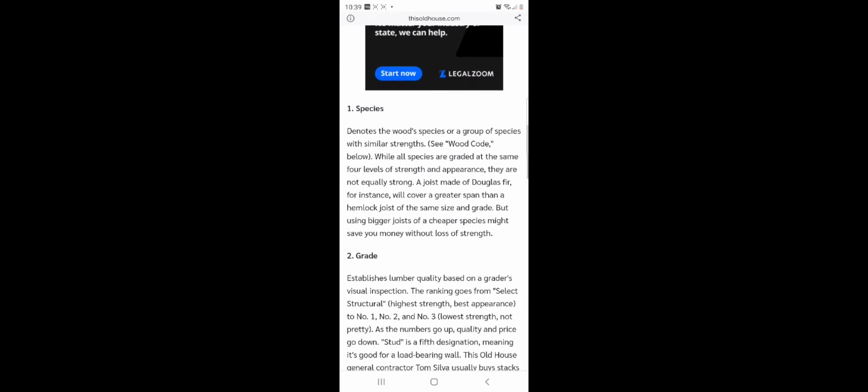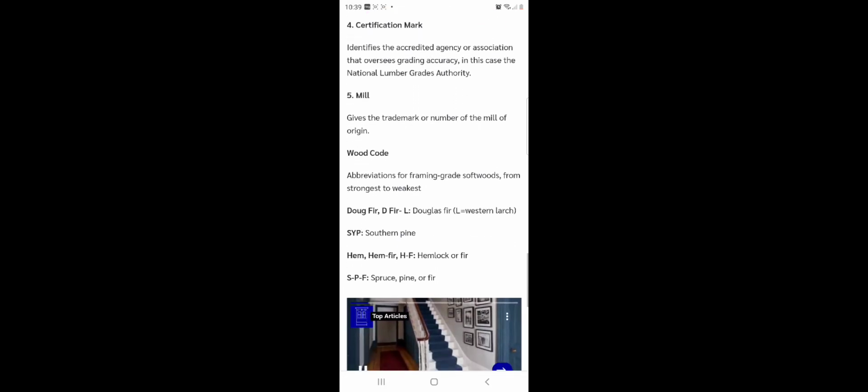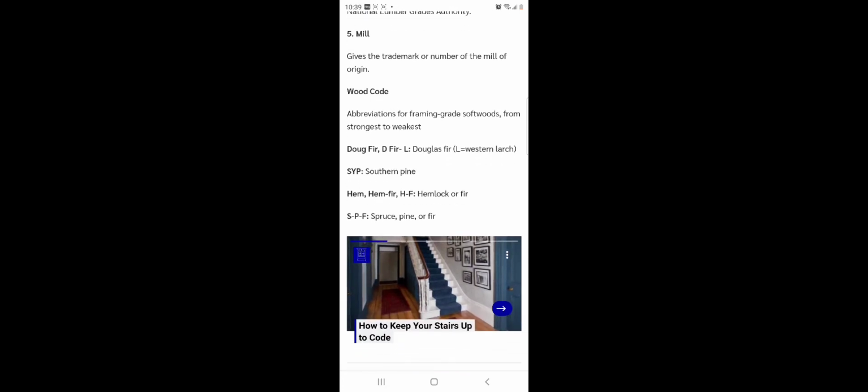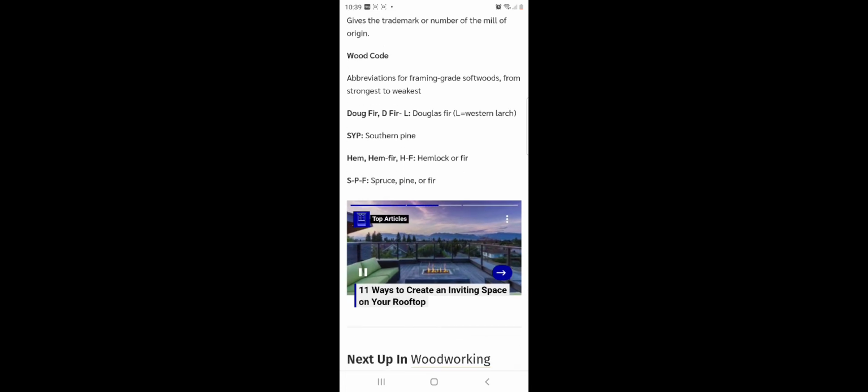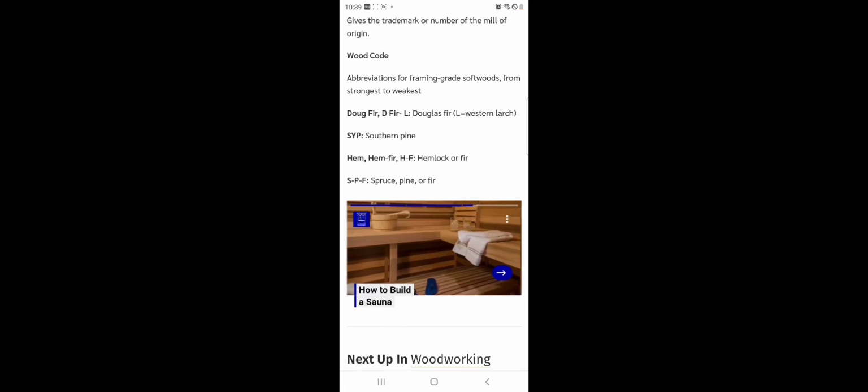SPF. Oh, spruce, pine, or fir. Do you see it at the bottom here, guys? SPF means it's a spruce, a pine, or fir tree. We're learning. We're gonna get this together.